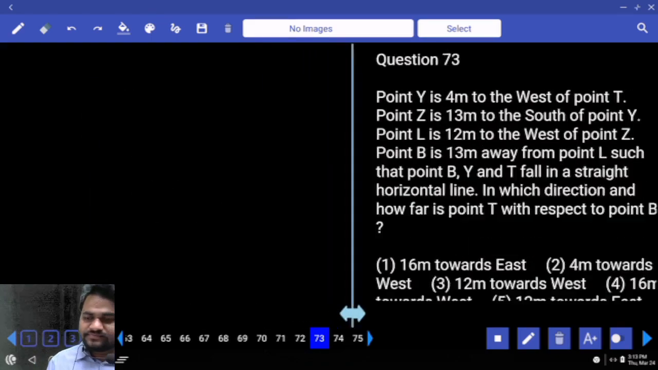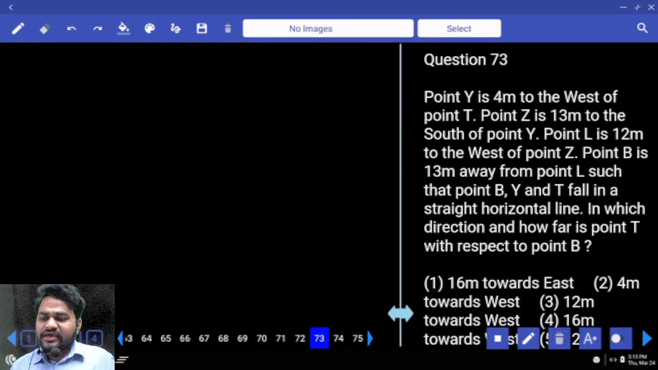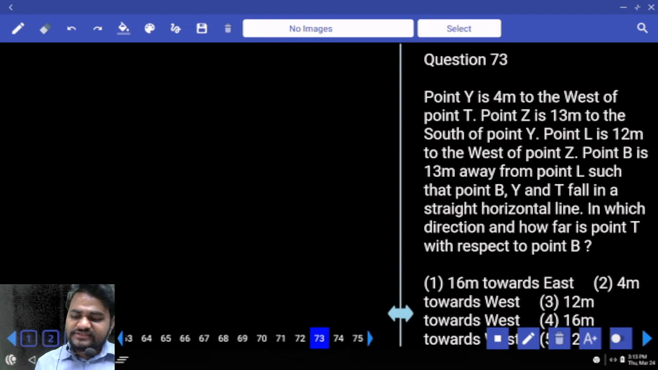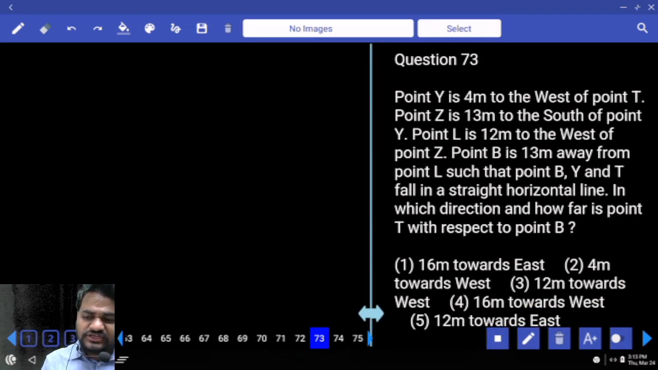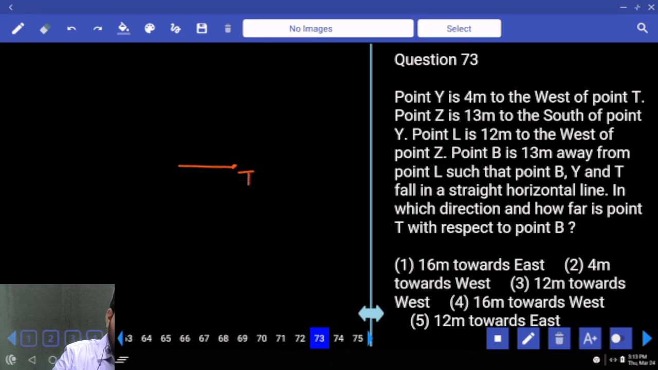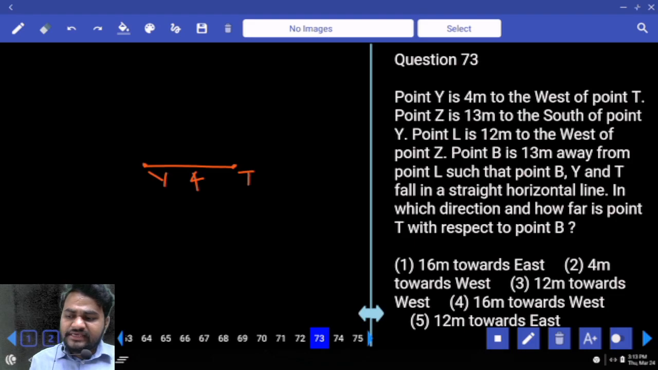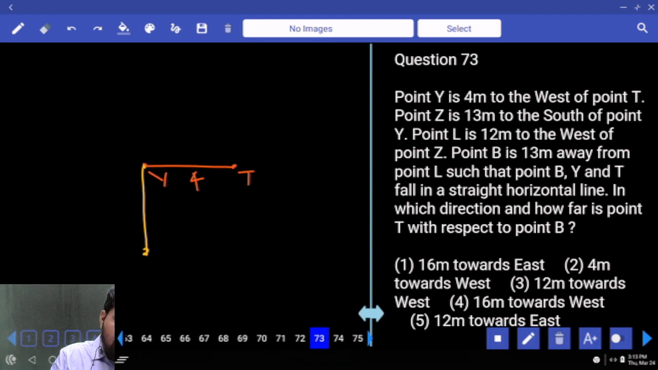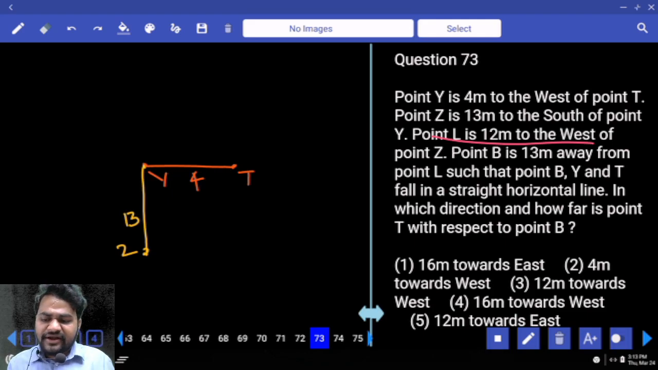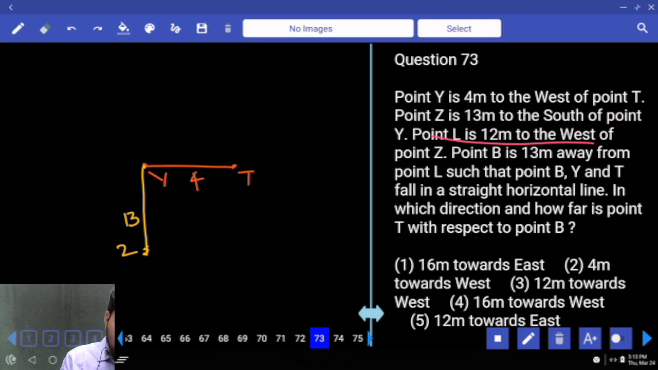Next, Y is 4 meters west of T. For example, it is a T, and west of T is required, Y, 4 meters. Next, Z is 13 meters south of Y. South of Y, 13 meters, Z is required. Next, L is 12 meters west of Z. From Z, west, L, 12 meters.